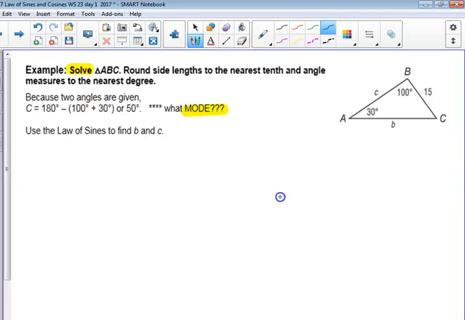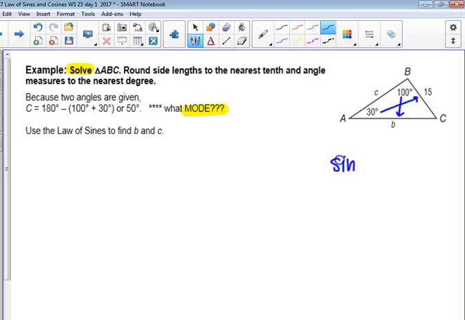What mode do we need to be in? Okay, they're giving us 30 degrees and 100 degrees, so we need to be in degree mode. This is a situation where we have this 30 degree angle across from a side that's 15. I really wish they put labels on these. I don't know if it's 15 feet or what, but that's a length. So we want to find side B first, maybe.